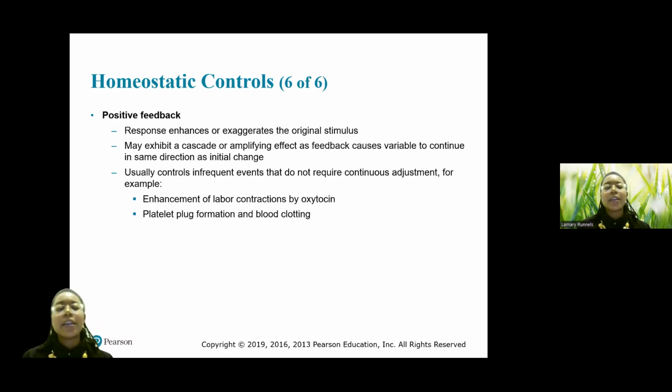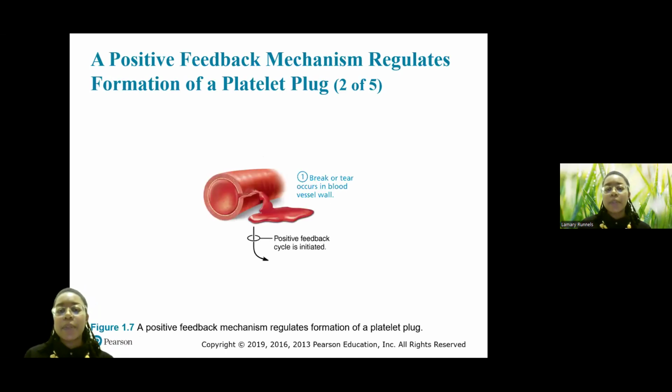Positive feedback is different. Positive feedback is where it exaggerates that original stimulus. The two big examples we see of this are labor contractions by oxytocin, where it increases labor contractions so that the woman pushes out the baby, and platelet plug formation and blood clotting.